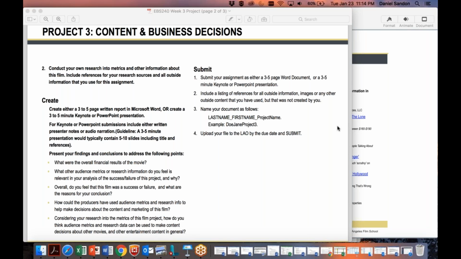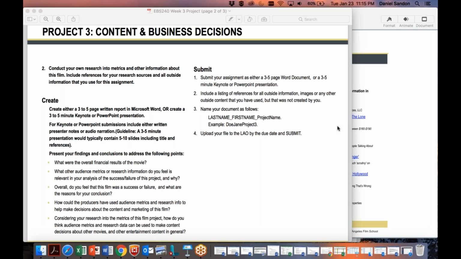Okay. A guideline, it says a 3 to 5 minute presentation would typically contain 5 to 10 slides, including a title slide and a references slide. Let me just say to you, if you create one of these presentations, you must include detailed written presenter notes aside from your slides, or in addition to your slides, or you must record your own voice narrating our way through the slides and submit that recording.